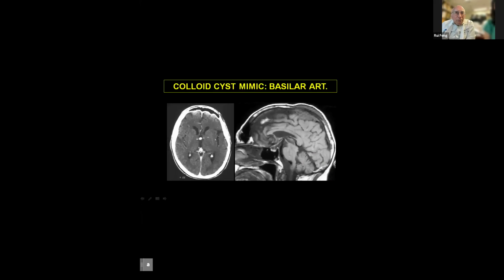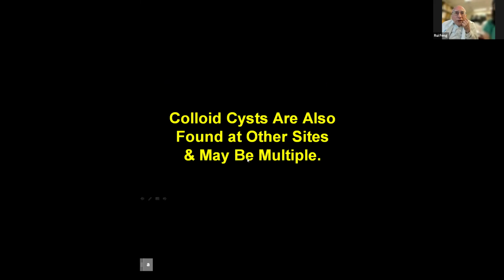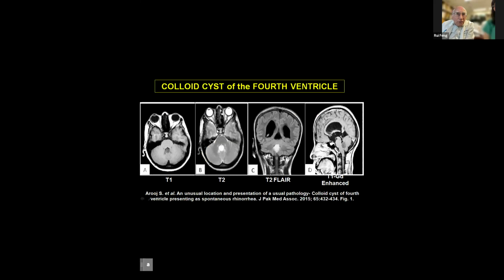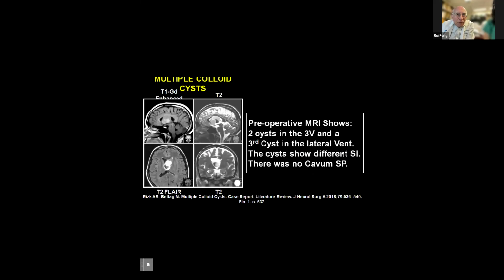Colloid cysts may have a mimic. Please, before you apply the knife, double check it's not an aneurysm of the tip of the basilar artery. They are also found at other sites. You think of a single one, but they may be multiple. Here is a colloid cyst of the fourth ventricle proved pathologically. Not common, but definitely well known.